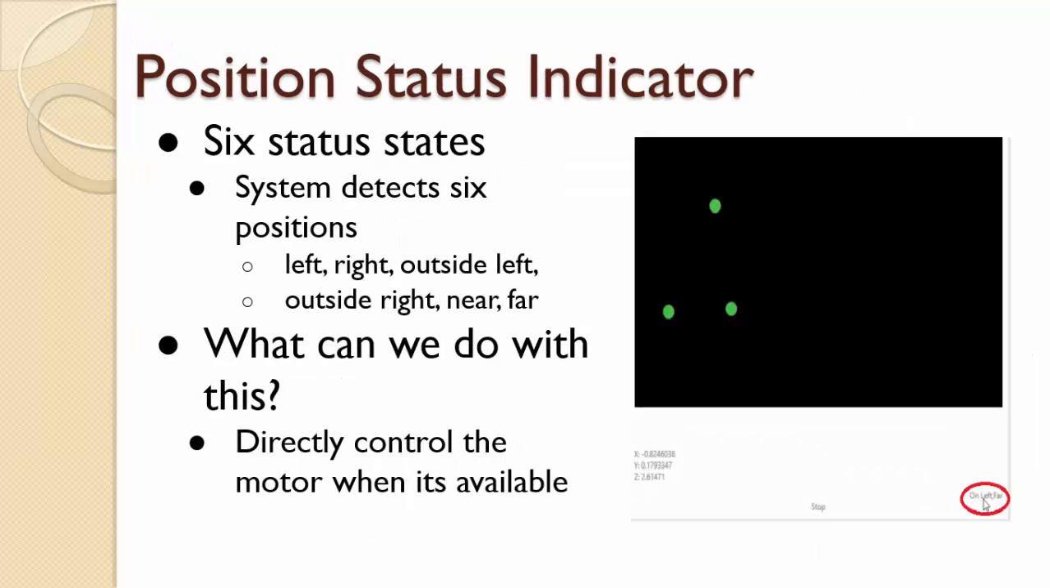So our system has a position status indicator. It has 6 status states. It can detect whether the lecturer is on the left, left outside, right, right outside, near or far. So what can this do for our system? We can directly control the motor using these indicators.